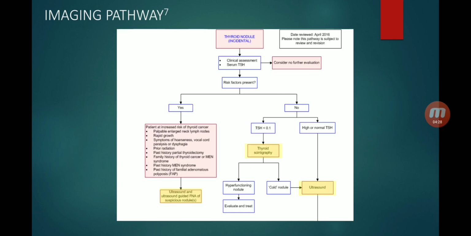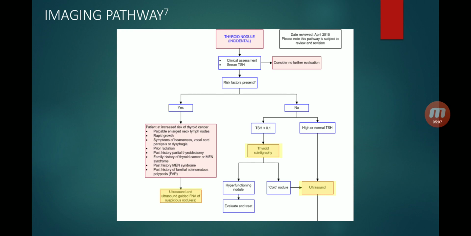Common imaging pathway for thyroid cancer is as follows. First, patients with known nodule will undergo clinical assessment like serum TSH testing. Depending on the test result, if patient presents with some risk factors, an ultrasound and ultrasound-guided fine needle aspiration of the suspicious nodule will be requested. On the other hand, if patient does not present with risk factors, depending on the TSH level, if it is under 0.1, scintigraphy will be needed.